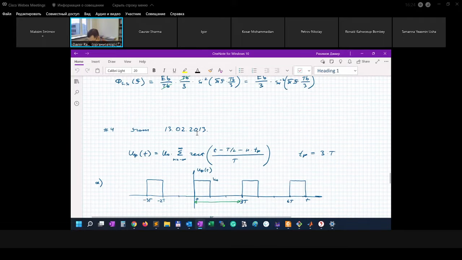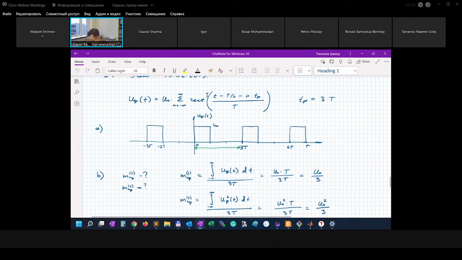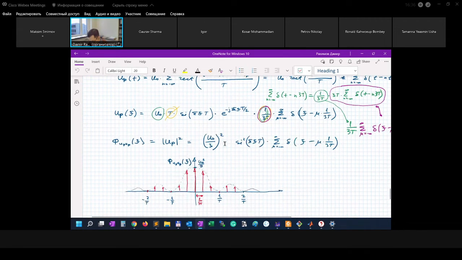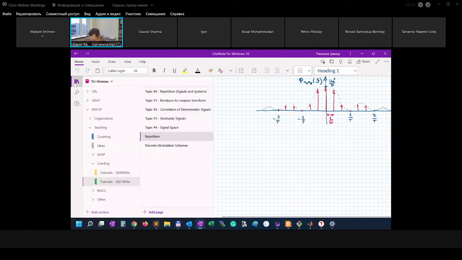We also considered task number 4. I think it was a short one. We also had a discrete sequence of pulses, and we had to evaluate the first and second moments and the power spectral density. And that was all for the last time.